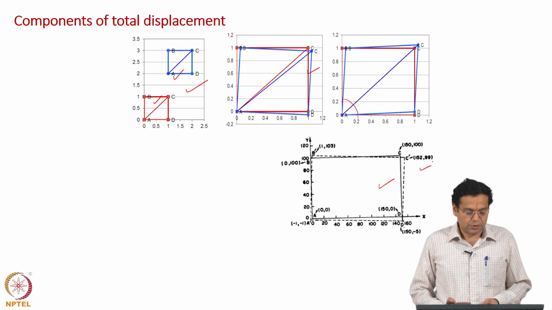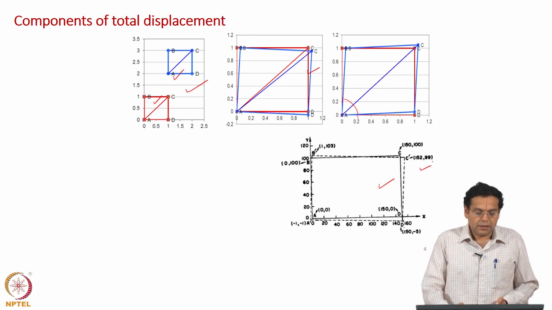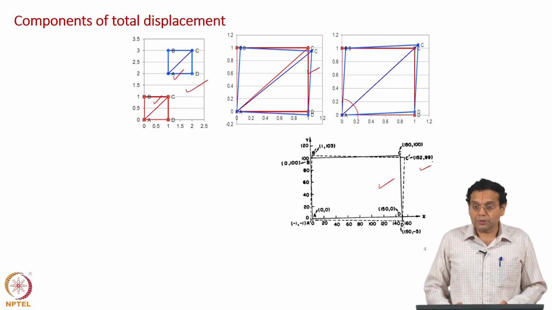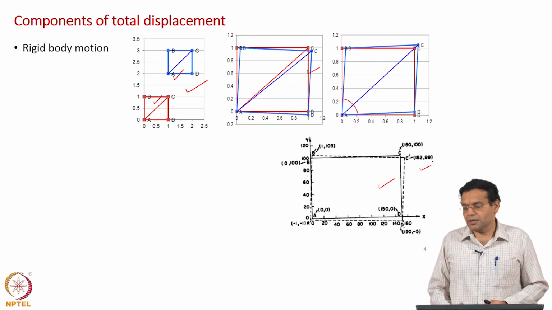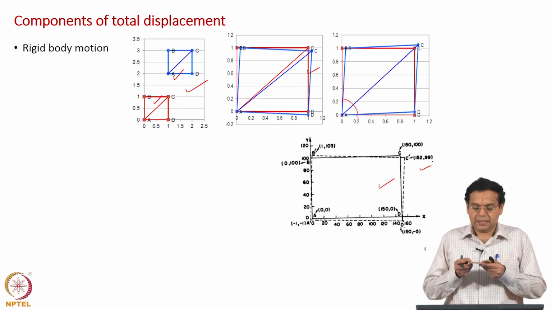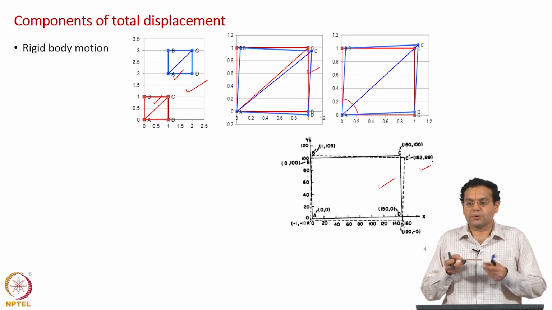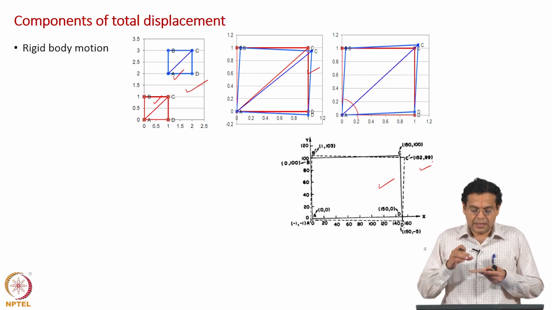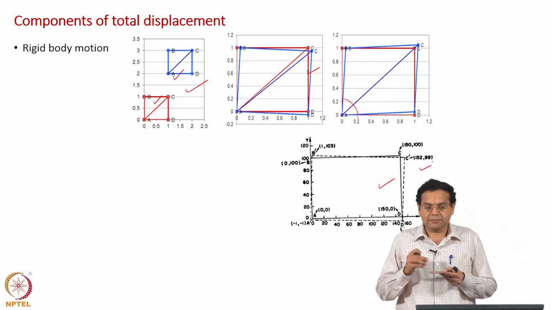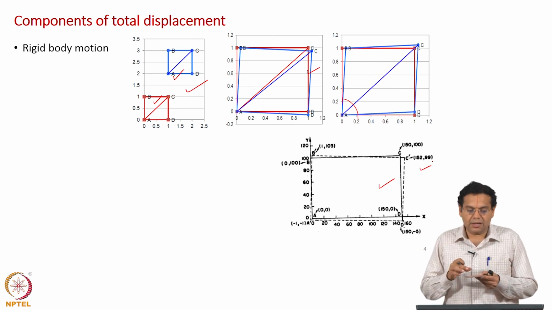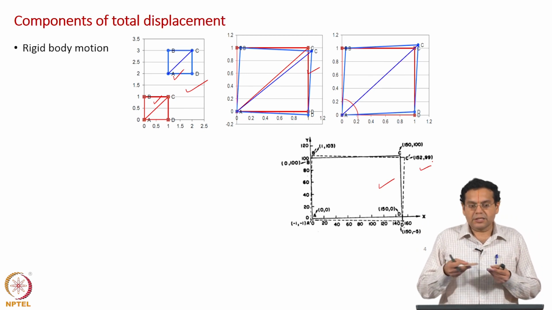Now if you want to put them all together, what are the components of total displacement? We are going to split it. The first two are called rigid body motion, that is translation and then rotation. Why is it so? The entire body just moves, something like me moving in this direction and I am just rotating. These two are called rigid body motion.